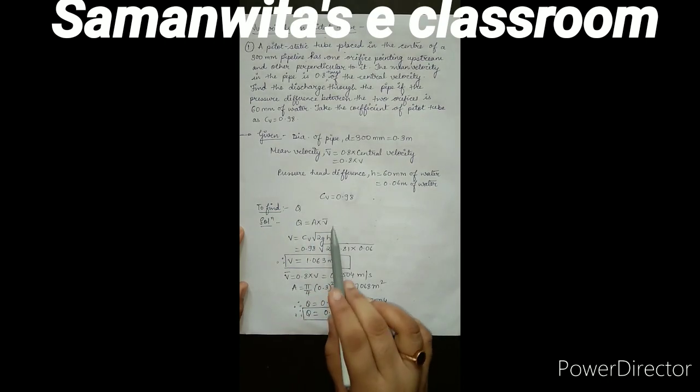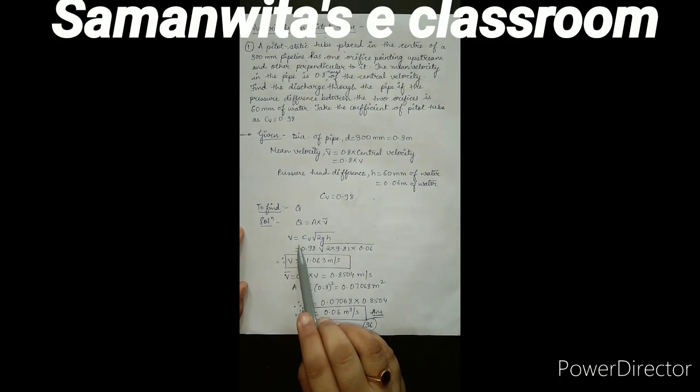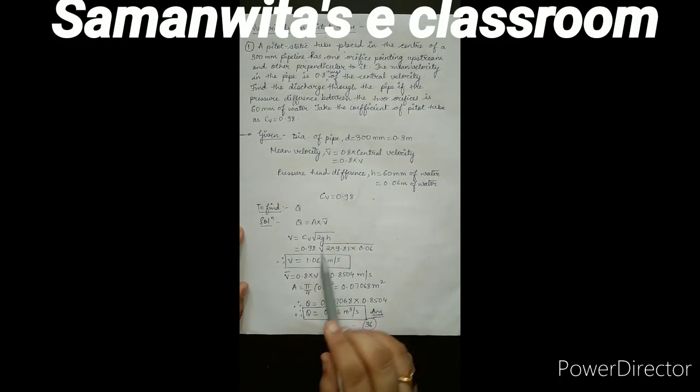Q is equal to A into V bar. For calculating V bar, we have to calculate the value of small v. V is equal to CV root of 2gh. All the values are known, hence I get the value of small v.